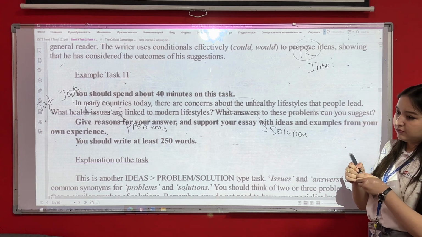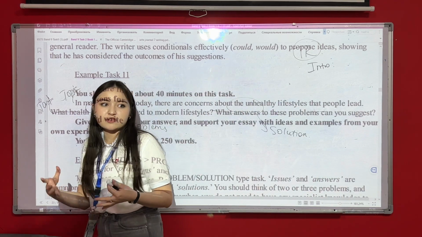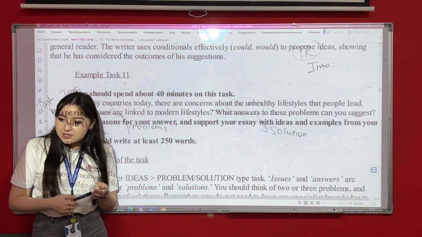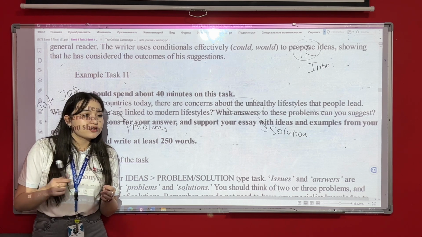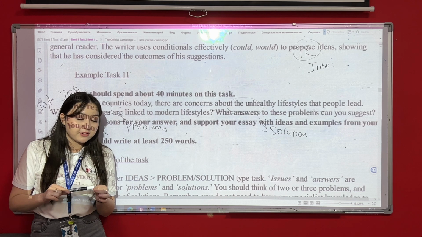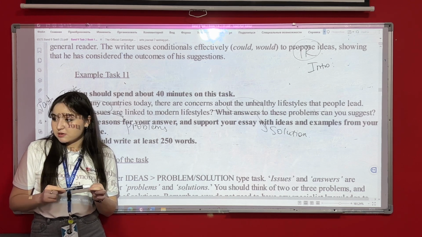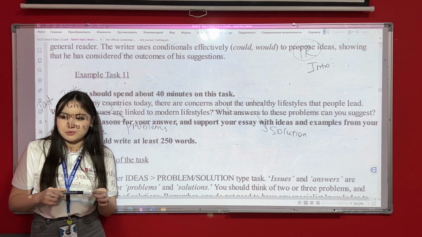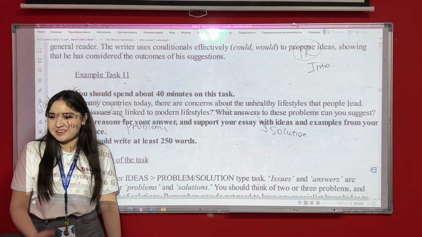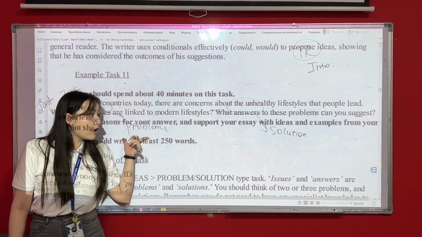Linked to modern lifestyles means caused by modern lifestyles. Yes. For example, in today's world, what lifestyle do we lead today? You are sitting all the time. You are using digital platforms, right? Digital stuff, gadgets. We use transportation every time, even if we are going, for example, to the nearest shop, right? We can go by car there, right? So in this sense, this is about our modern lifestyle. So, what are the problems?